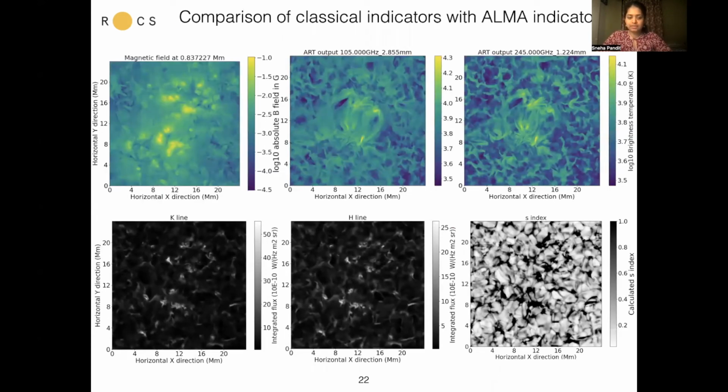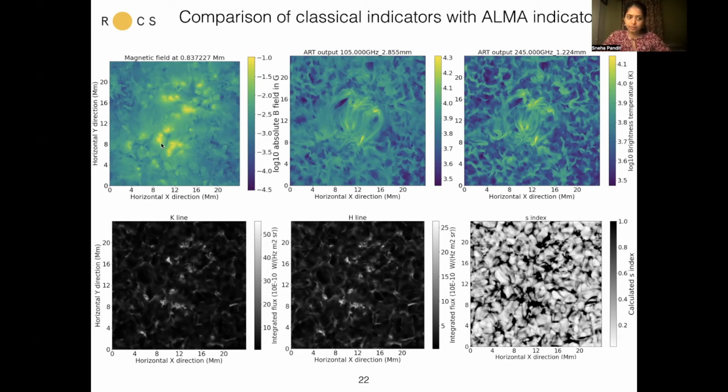Now, to compare these classical indicators with our millimeter indicators, we have this ART code. It is also in-house to ROX, which is the ALMA radiative transfer pipeline. So if we put the Bifrost model, that is also in-house, into the pipeline, we get millimeter fluxes, and this is just for reference. It is at 0.83 megameters.